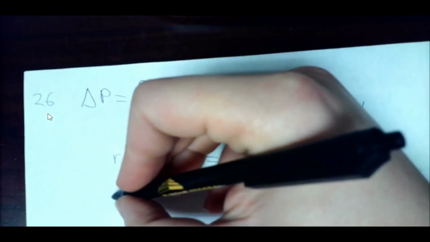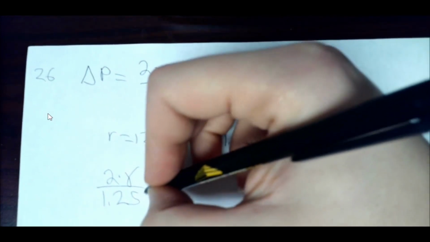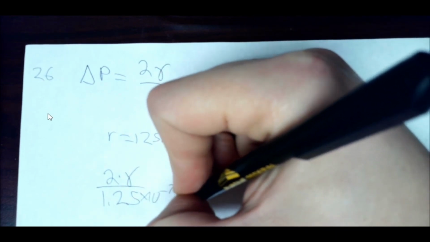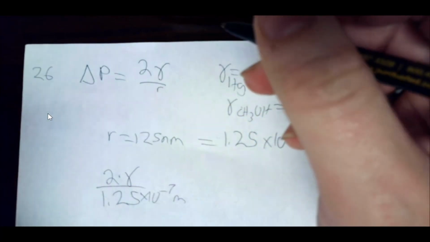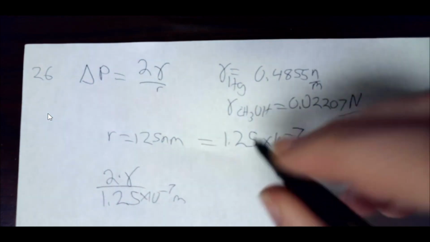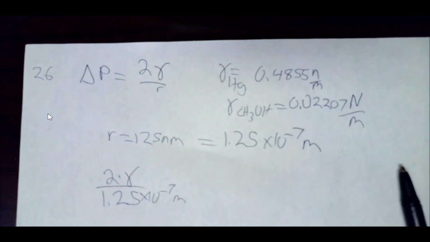So really, we're just calculating 2 times gamma divided by 1.25 times 10 to the negative 7th. And that would give you a Newton per meter squared, also known as a Pascal. Multiplying the first one, just 2 times 0.4855 divided by 1.25 e to the negative 7th. Make sure you're doing the correct order of operations, and you'll be good.